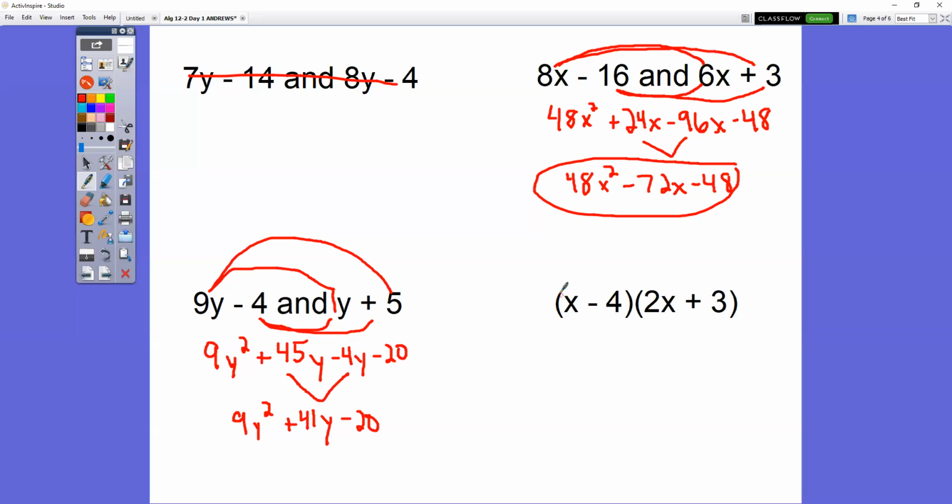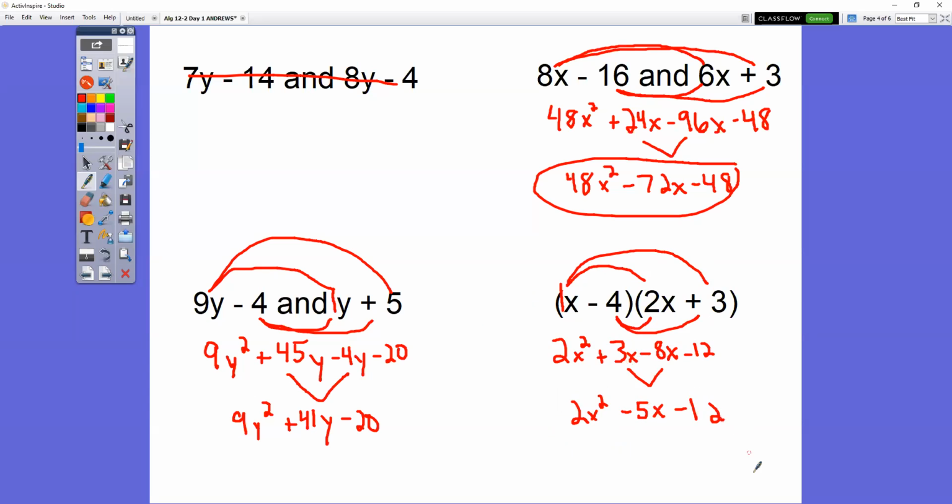Again, if you don't like that x being all by itself, remember that you could put a 1 right in front of it. That helps a lot of people out. 1x times 2x is 2x squared. 1x times 3 is 3x. -4 times 2x is -8x. And -4 times 3 is -12. Add together your outers and your inners to combine your like terms. So 3x plus -8x is -5x, and then -12.